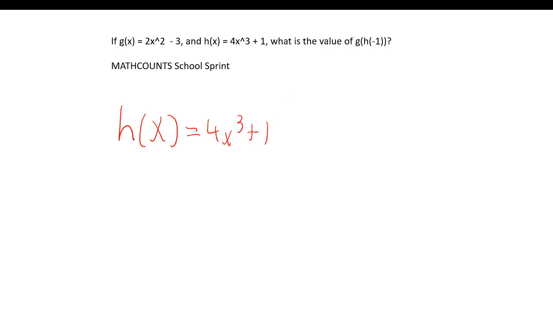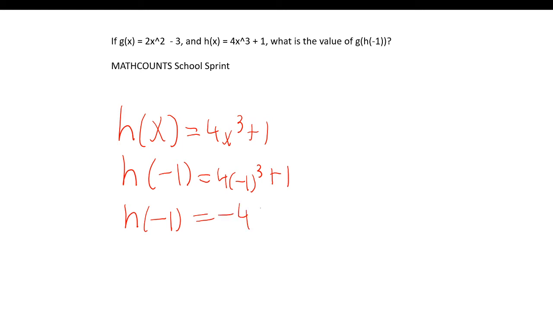H of negative 1, we plug our values in. H of negative 1 is just equal to 4 multiplied by negative 1 cubed plus 1. We evaluate the cube. Negative 1 cubed, well, that's negative 1 multiplied by negative 1. That's 1. 1 multiplied by negative 1, that's negative 1. So that's 4 multiplied by negative 1, which gives us negative 4 plus 1. So h of negative 1 is negative 4 plus 1. That gives us negative 3.